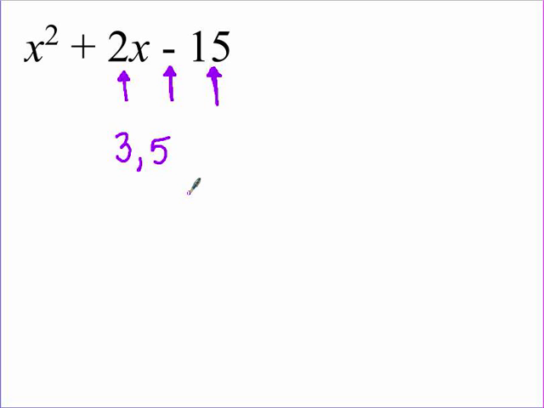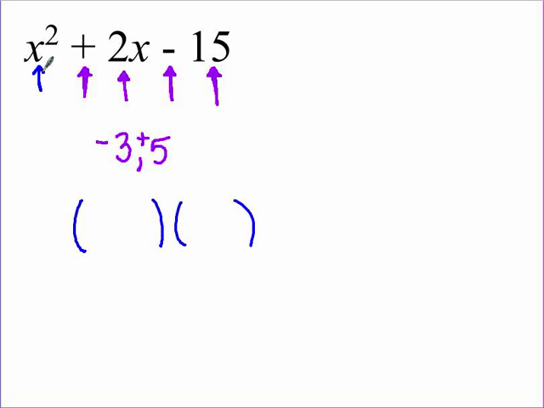Now what I'm going to do is attach positive and negative signs, so I get a positive 2. How can I get a positive 2 if I put positive and negative signs with the 3 and the 5? Negative 3 and positive 5. Would you agree if I added negative 3 and positive 5, I get 2? Okay.